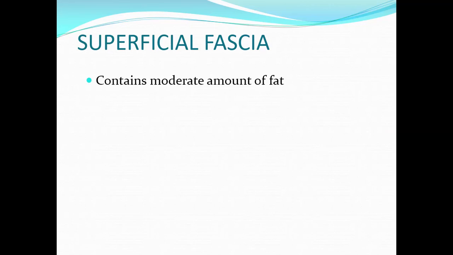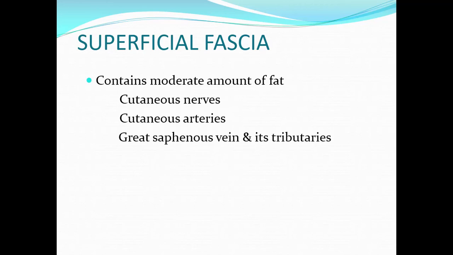Now superficial fascia contains a moderate amount of fat, cutaneous nerves, cutaneous arteries, great saphenous vein and its tributaries, superficial inguinal lymph nodes. We will see one by one. First of all, cutaneous nerves. The cutaneous nerves supplying the anterior aspect of thigh, they are derived from lumbar plexus.